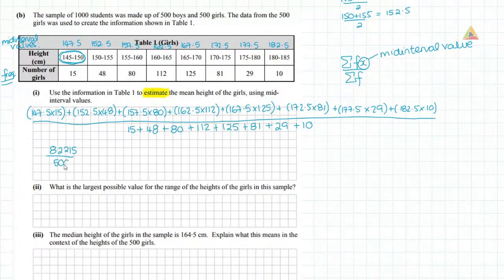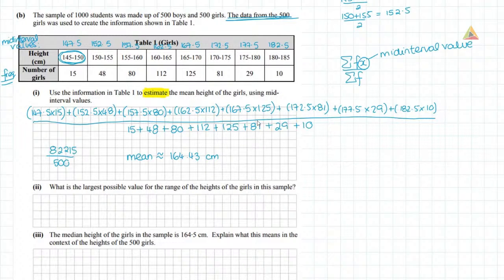Now we already knew that our bottom line should add up to 500 because it told us up here the data from the 500 girls. So we know that we should be getting 500 on that bottom line. And when we put that into our calculator, we can say that the mean is approximately equal to 164.43 centimeters. So we're going to put in our units, so it was centimeters.